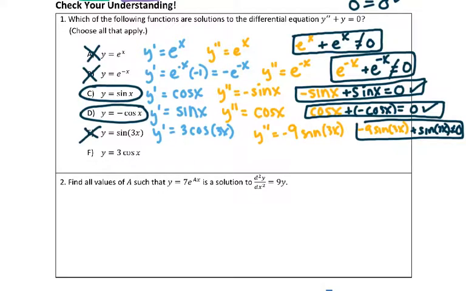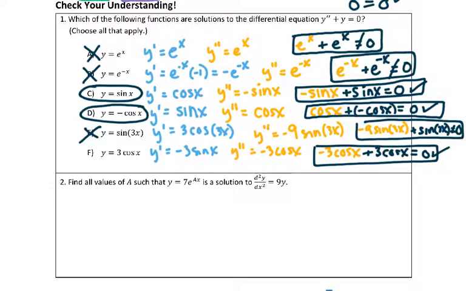And this brings us to the last one. So again, the 3 out front is just a constant multiple. Derivative of cosine is negative sine, so it becomes -3 sine x. So then the second derivative becomes -3 cosine x. So I have -3 cosine x, oh okay, plus 3 cosine x, so this one is another possible solution. So in this particular case, out of just the ones we looked at, there were 3 different functions that were a solution or made this differential equation true.